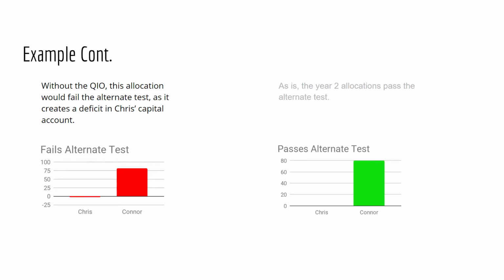And we see this here on these charts. You see the one on the left fails the alternate test. It's going below that $0 capital account balance. But with the qualified income offset, it brings that capital account to 0.